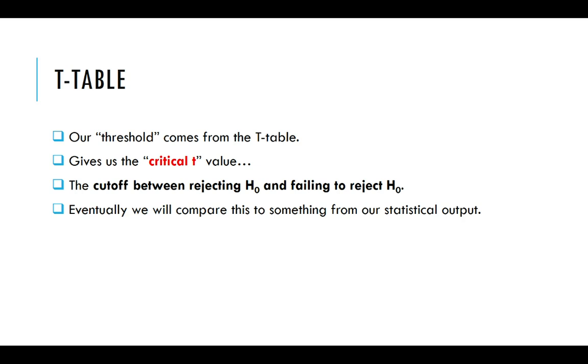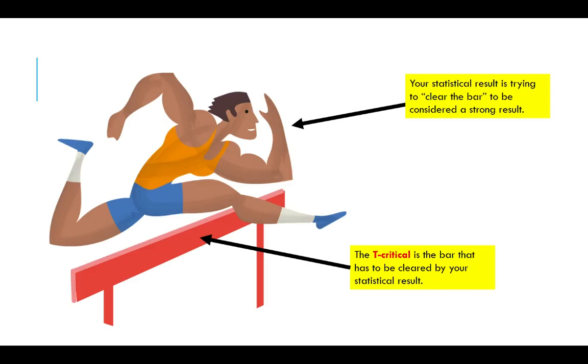Eventually, we're going to compare this. So back to our analogy, which I know is really silly, but I know some of you are saying, okay, I like this. This is a good way to frame this for me. For those of you who have had statistics, I know you already understand this. But again, on the bottom, my T critical is the bar that has to be cleared by your statistical result. In other words, you have to have enough evidence to clear this hurdle. The hurdler, that's your statistical result, that's trying to clear the bar so that he can be a strong result, a significant result. All right, so let's move on to look at a t-table and finding the critical t.